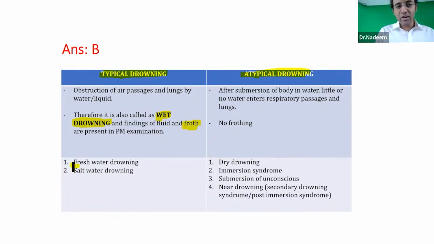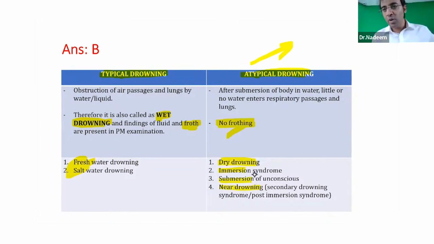This can be fresh water or salt water. But in atypical drowning, just after entry of water, what is happening here? Because of the parasympathetic nerve supply, there will be sudden laryngospasm. Because of this, water will not enter into the lungs. If water does not enter, this is called atypical drowning. That's why you are not going to see any frothing. So this can be seen in dry drowning, immersion syndrome, submersion, and near drowning.